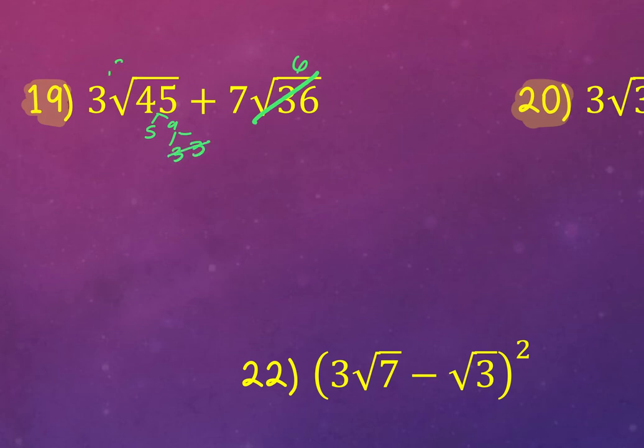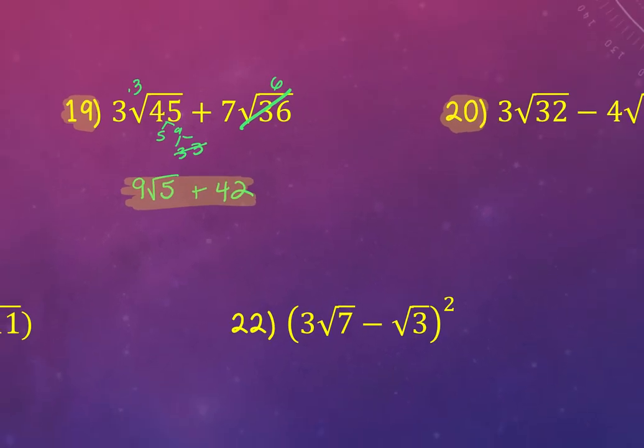So a 3 comes to the outside. This is 9 square root 5 plus 42, because the 6 came to the outside. And then because one has the square root 5 and one does not, you cannot combine this. This stays as is.